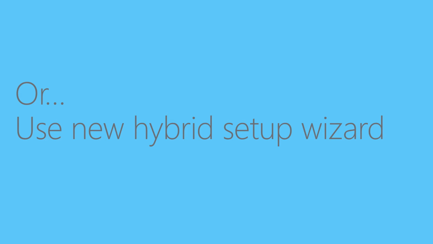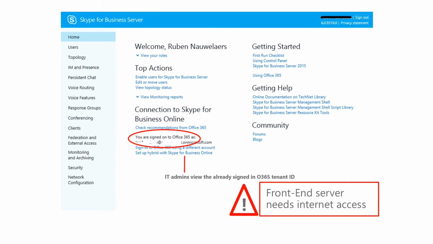Or you can do that as well using the new hybrid setup wizard. So when using the control panel and the hybrid wizard, you need to know that your front-end server needs to have internet access to make it happen. Otherwise, it will not work. So looking here, you see from the control panel the tenant ID you are signed in.